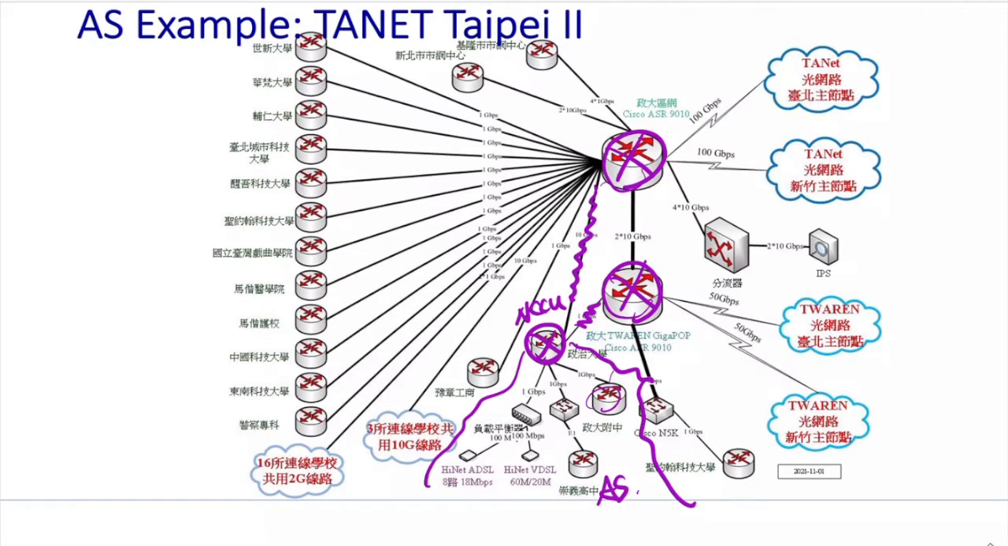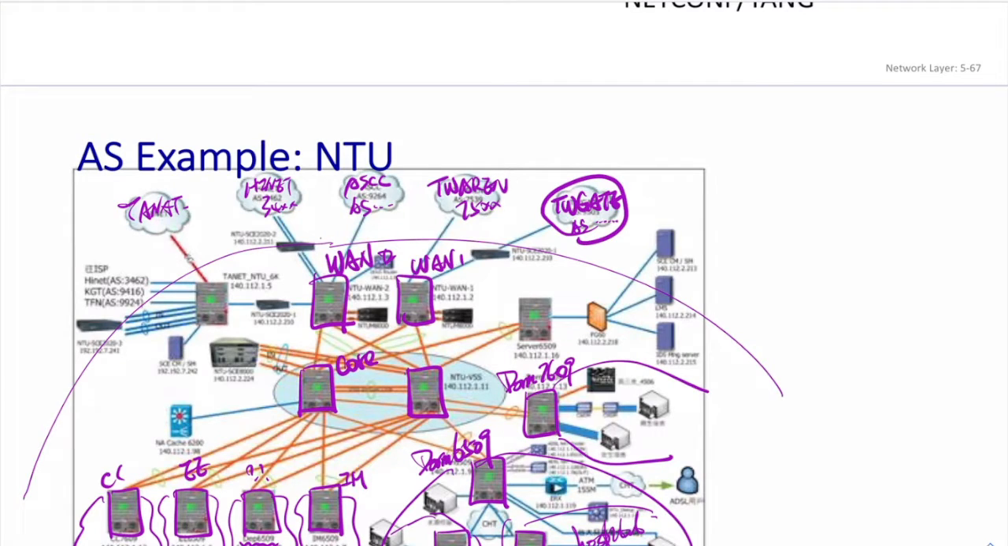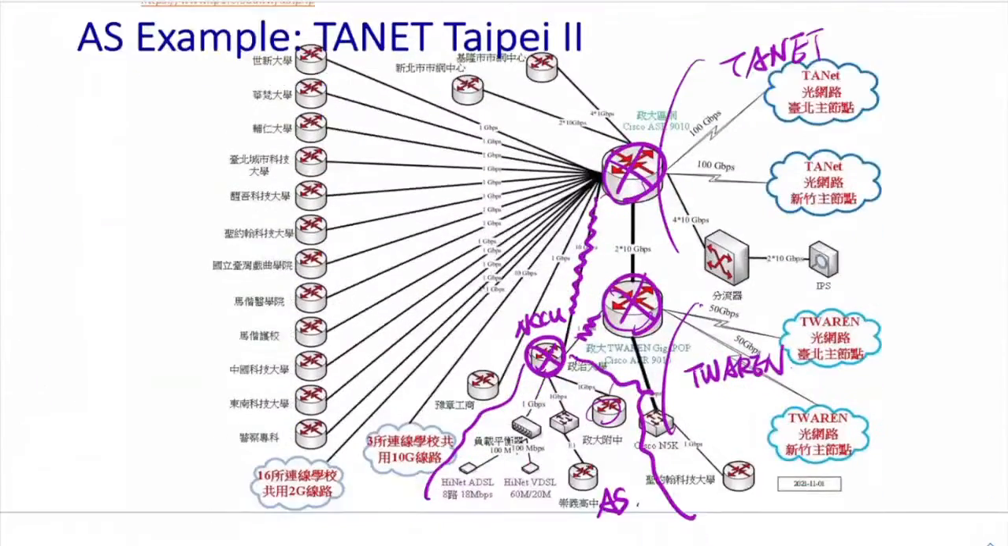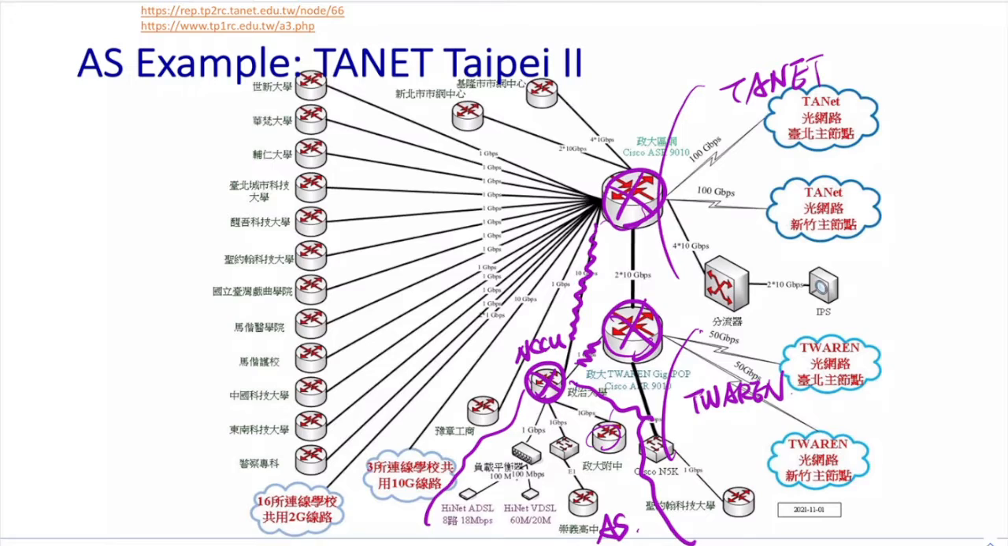One of these two routers goes to Tanet, and the other one goes to Taran, just as we see in NTU's campus network. One is to here, the other is to here. NTU is one of the network centers in the north of Taiwan, and NCCU is another area center in the north of Taiwan. They both use a big router connected to Tanet and Taran.